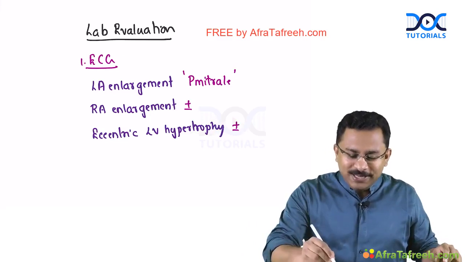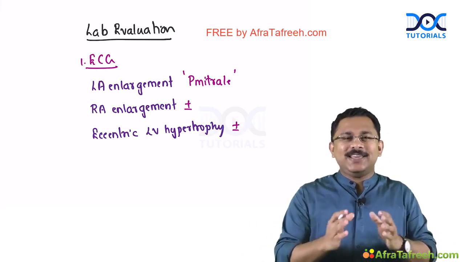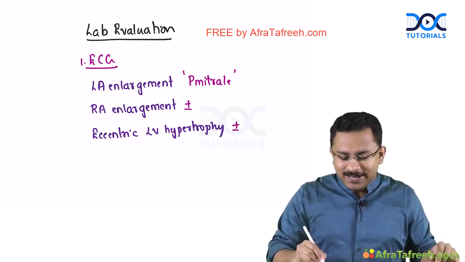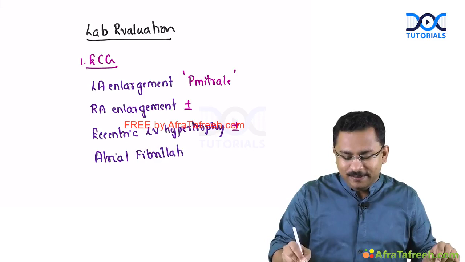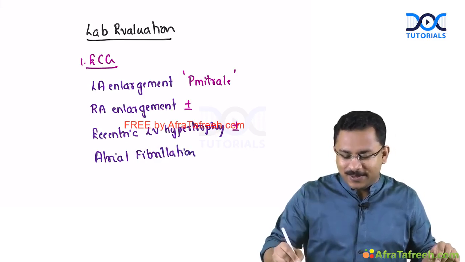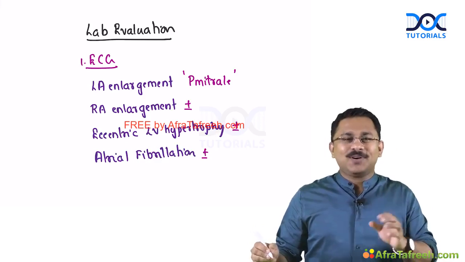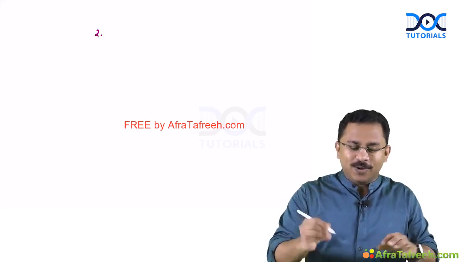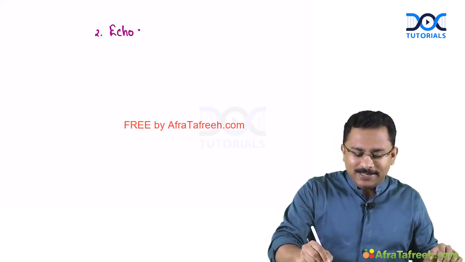Also, please note that patients with mitral regurgitation, especially chronic severe mitral regurgitation, are frequently associated with atrial fibrillation. So you may or may not have atrial fibrillation as well. So these are the important ECG findings. And let's move forward and discuss the echocardiogram abnormalities.